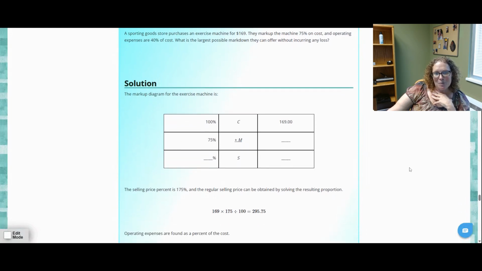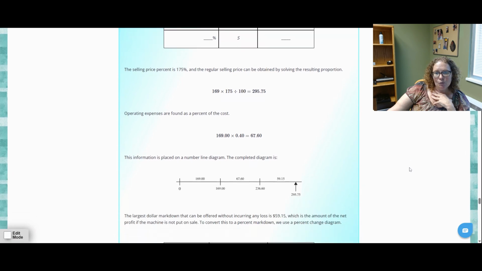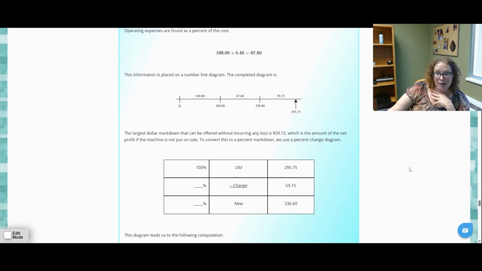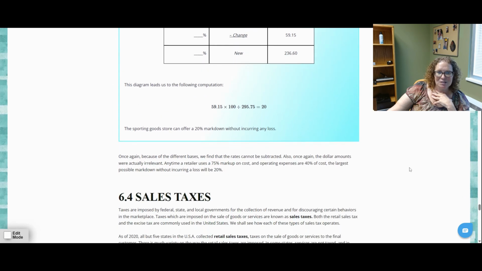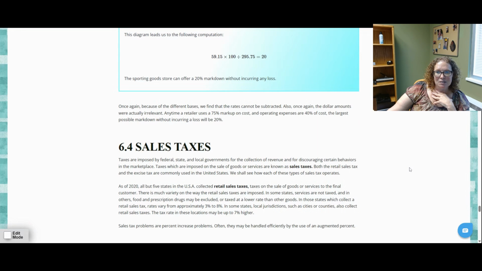So again, we set up our problem. We can also do the diagram, and then we find out that the sporting goods store can offer a 20% markdown without incurring the loss.